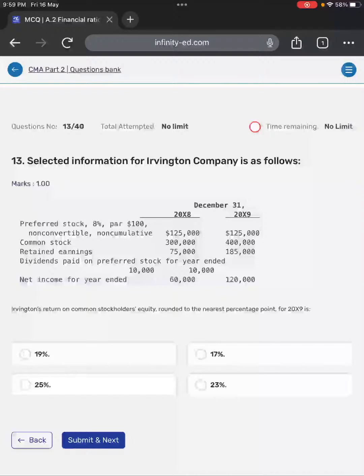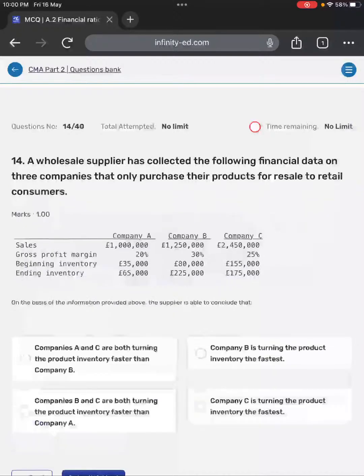120,000. Net income for the year ended 120,000 minus preferred stock dividend 10,000 comes to 120,000 minus 10,000, 100,000, and return on equity. 75,000 plus 185,000 divided by 2, 130 plus 350, 480, and 120 minus 10,000 divided by 480, it comes to 22.923%. Okay.